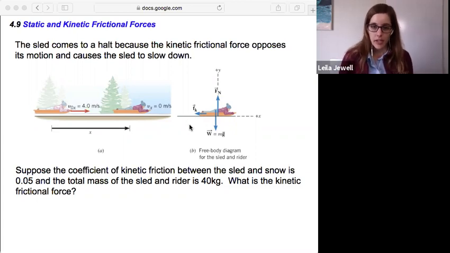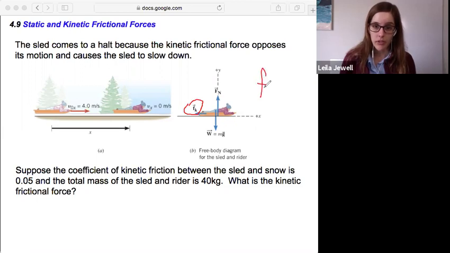So let's look at a mathematical example here. Suppose the coefficient of kinetic friction between the sled and snow is 0.05. The total mass of the sled and rider is 40 kilograms. What is the kinetic frictional force? So how can we find the magnitude of this force? We figured out the direction. It's in the negative x direction, but what about getting the magnitude of it? Well, for that, we can just go to our equation for F sub k, right?